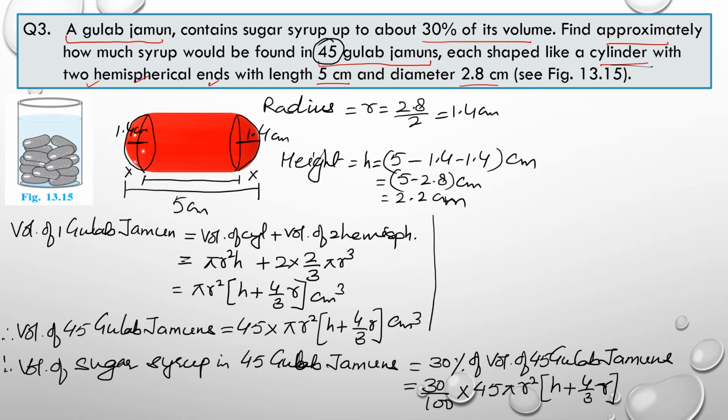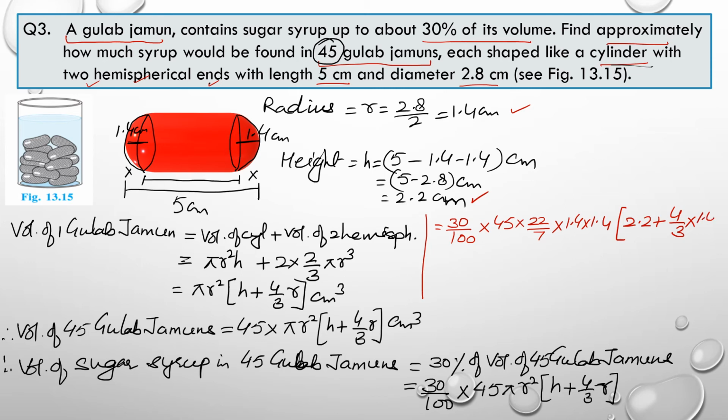Let me change the color. So this is equal to 30 into 45. The value of pi is 22 by 7. R square, R is 1.4. I'm writing it twice. Small h is 2.2. This is h, 2.2, plus 4 by 3 into small r, which is 1.4.